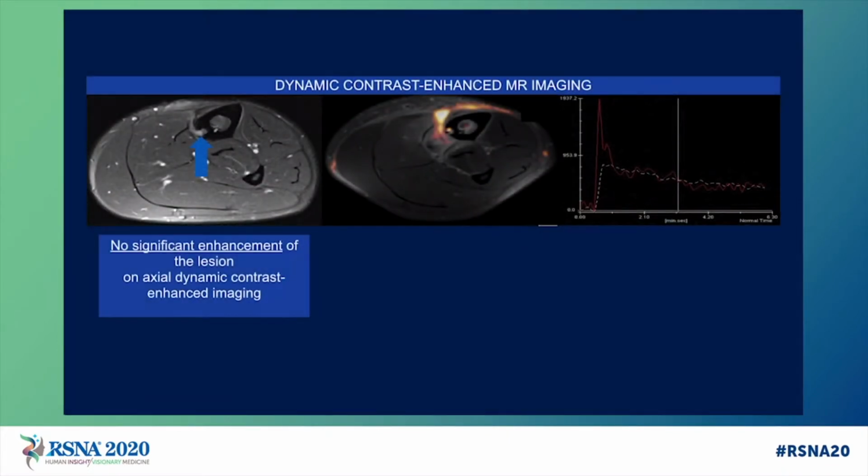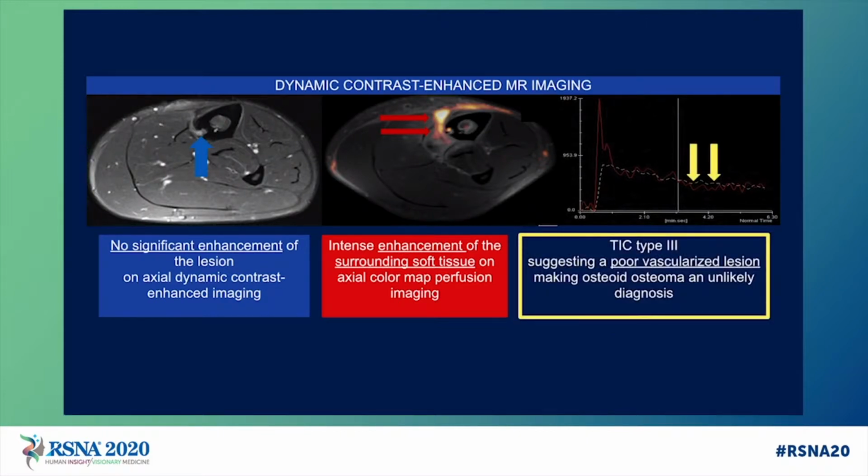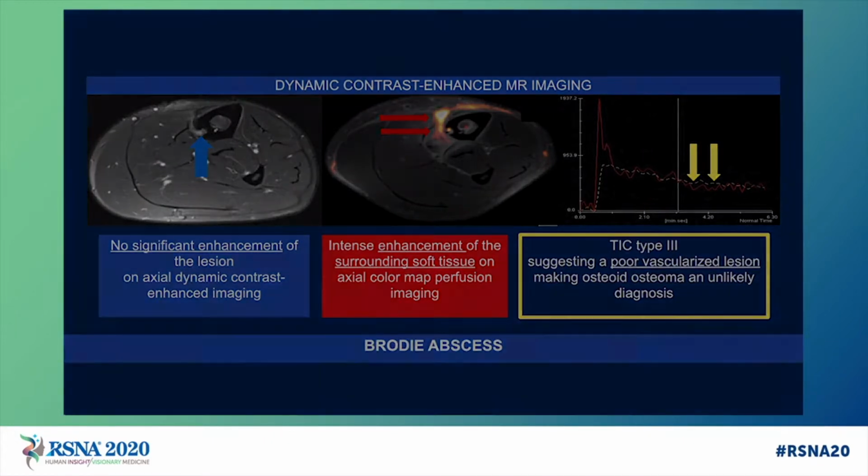On dynamic contrast MRI, we could note no significant enhancement of the lesion, with this important enhancement of the surrounding soft tissue with a curve type 3, indicating a poorly vascularized lesion and making osteoid osteoma an unlikely diagnosis. In that case, we had a case of bloody abscess after biopsy.